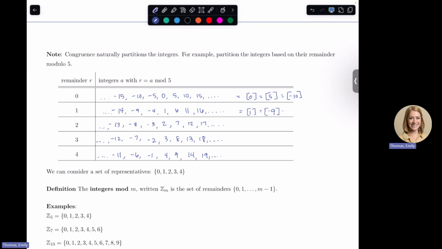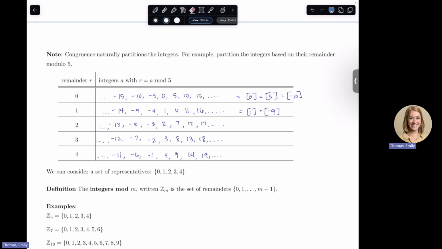So these things are disjoint. That means they don't have any overlap. But the union of all of them would give you all of the integers. So the equivalence classes partition the set. Everything will go into exactly one equivalence class, and that's how that goes.